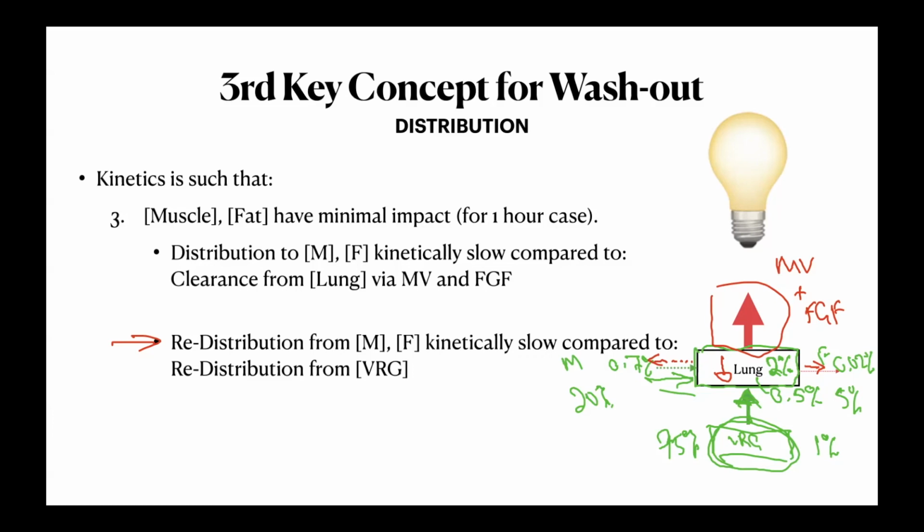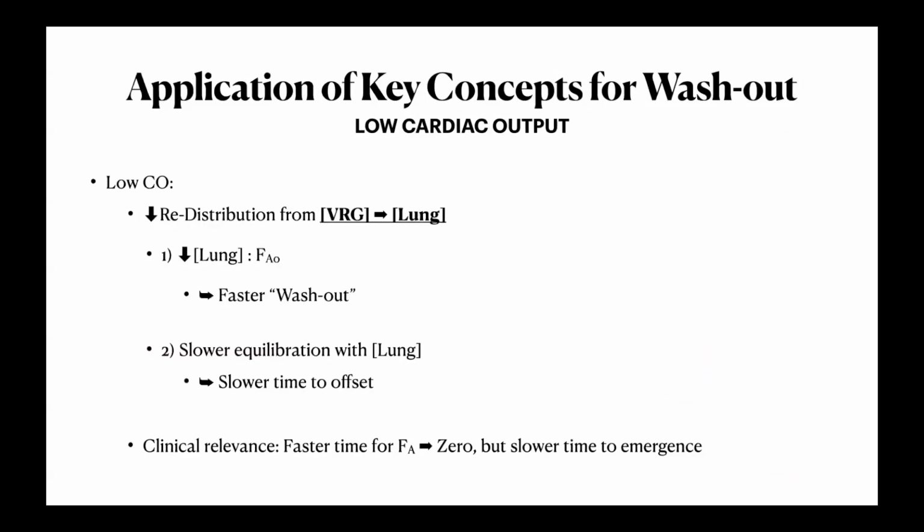Muscle and fat may play a role in much, much longer cases, like 6 to 12 hours, okay? But that's very few and far in between. I think, for the majority of cases that last an hour, muscle and fat have very, very little role to play. And so let's just apply those ideas to low cardiac output and high cardiac output states.